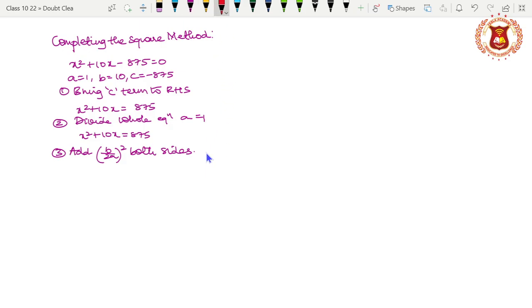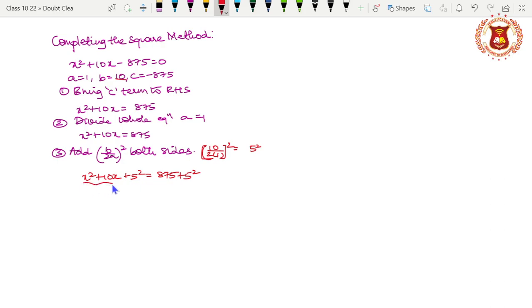Here b is 10, and 2a is 2 into 1, whole square, right? Therefore 10 by 2 is 5 square. Therefore we add 5 square to both sides. x square plus 10x plus 5 square is equal to 875 plus 5 square.